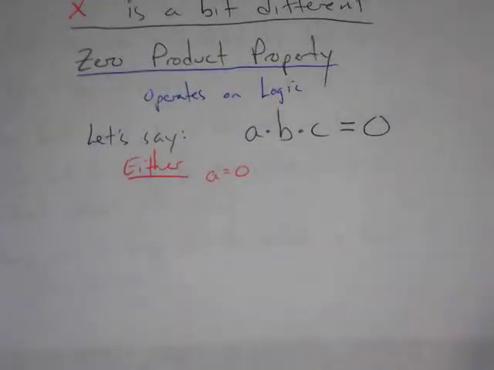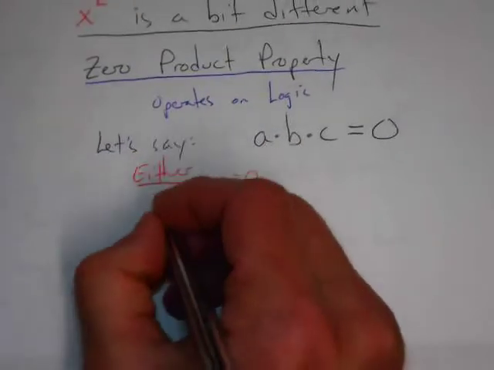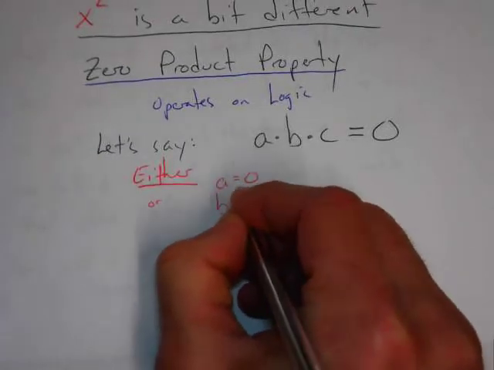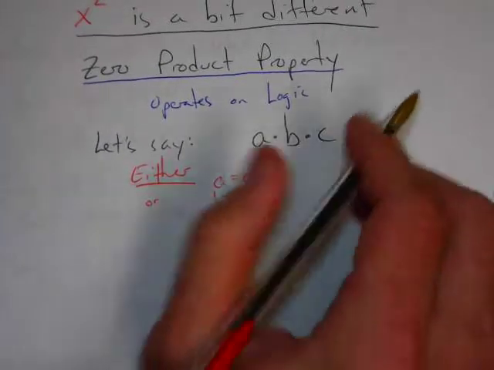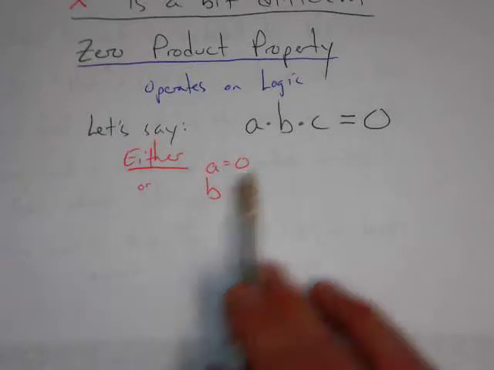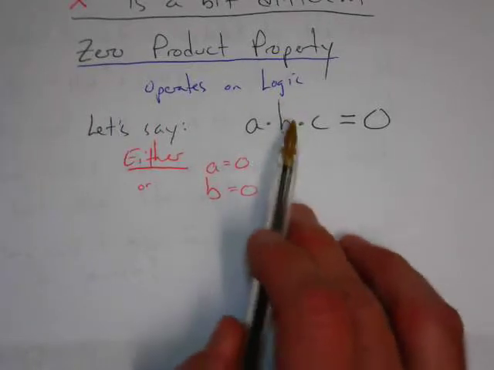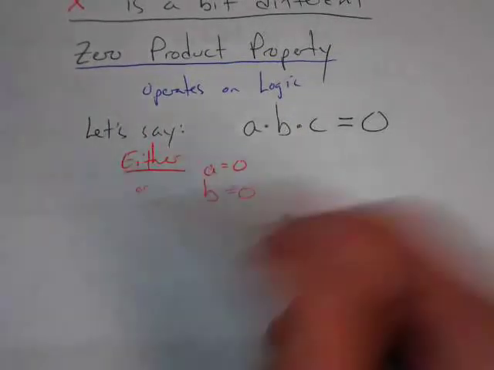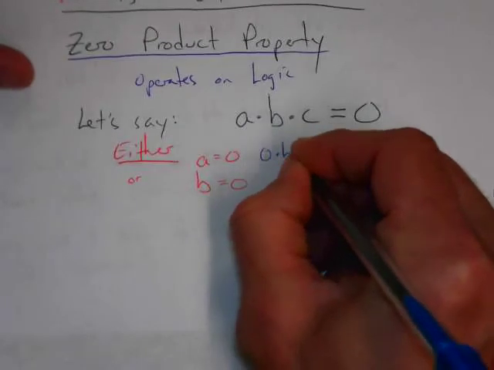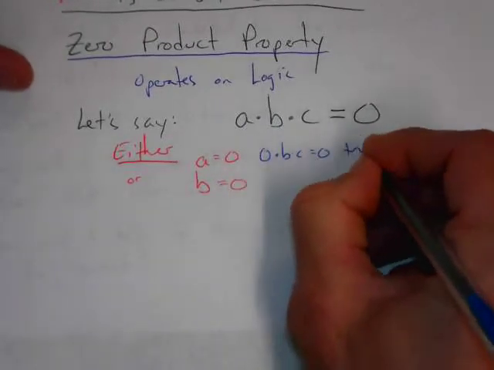Or B could be equal to 0. So either A could be equal to 0 or this B could be 0, because if this B was 0, then we get 0. What would happen if we had 0 times B times C equals 0? True.